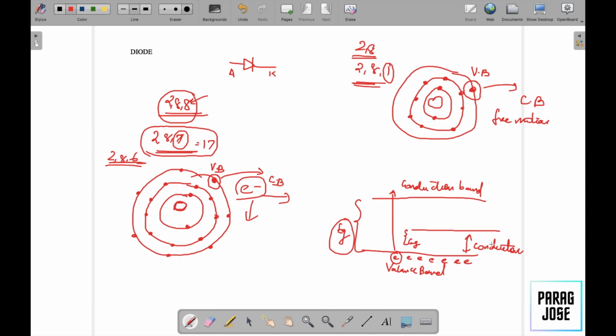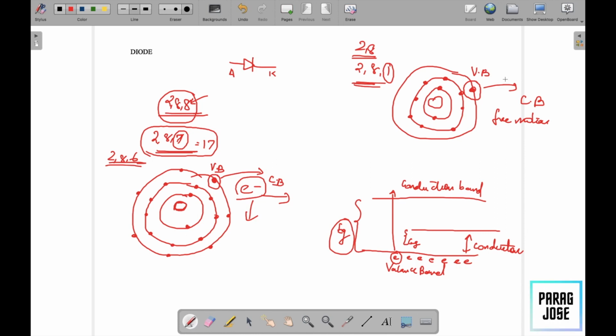Insulators are those which have a very high energy gap, and it would be difficult to remove a valence band electron to the conduction band. While in the case of a conductor, the electron would be easily movable from the valence band to the conduction band, or free motion.